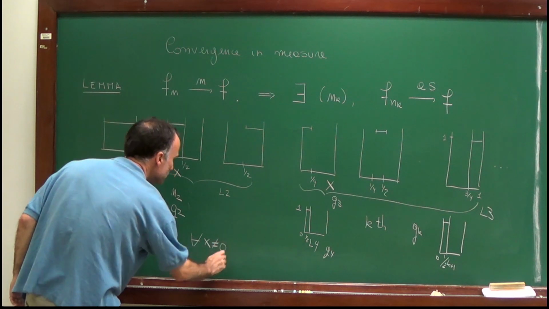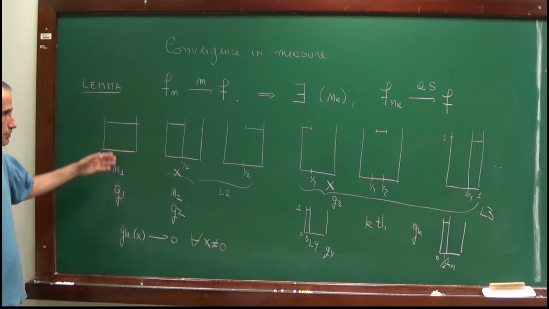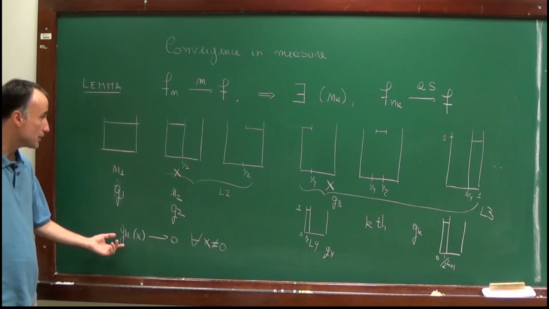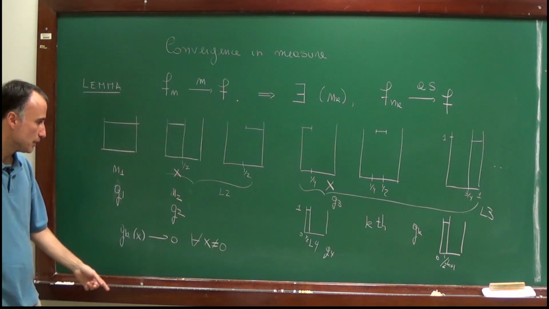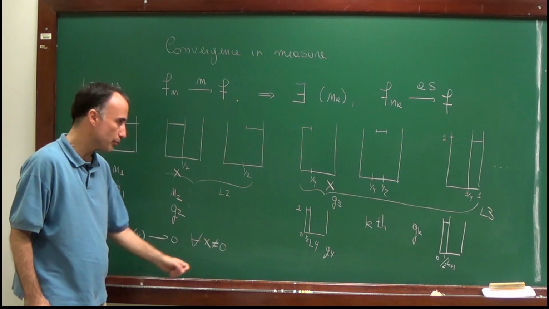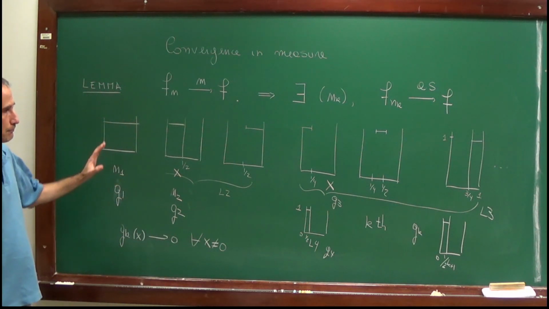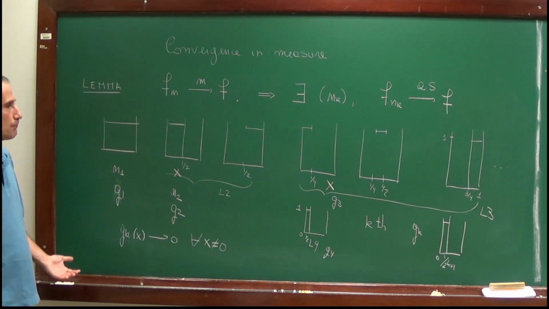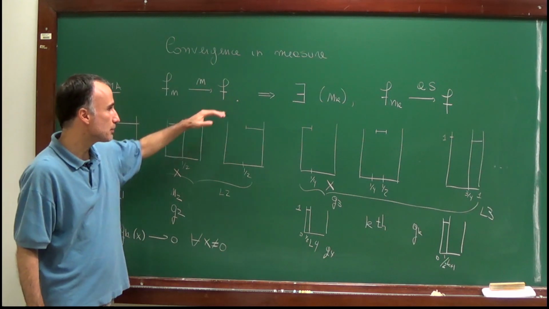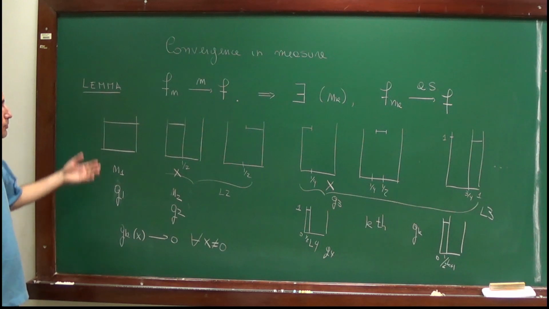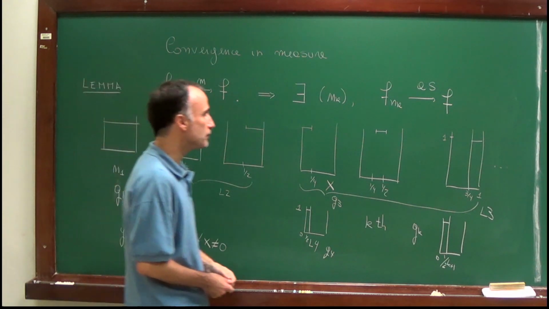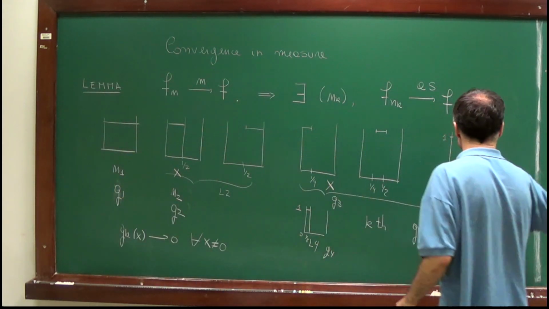for all x different from 0. So we constructed in our example a subsequence of the original sequence which is converging to 0 almost surely, for almost all points. Okay, so at least this statement holds for the example I presented. So now let's give a proof of this result.